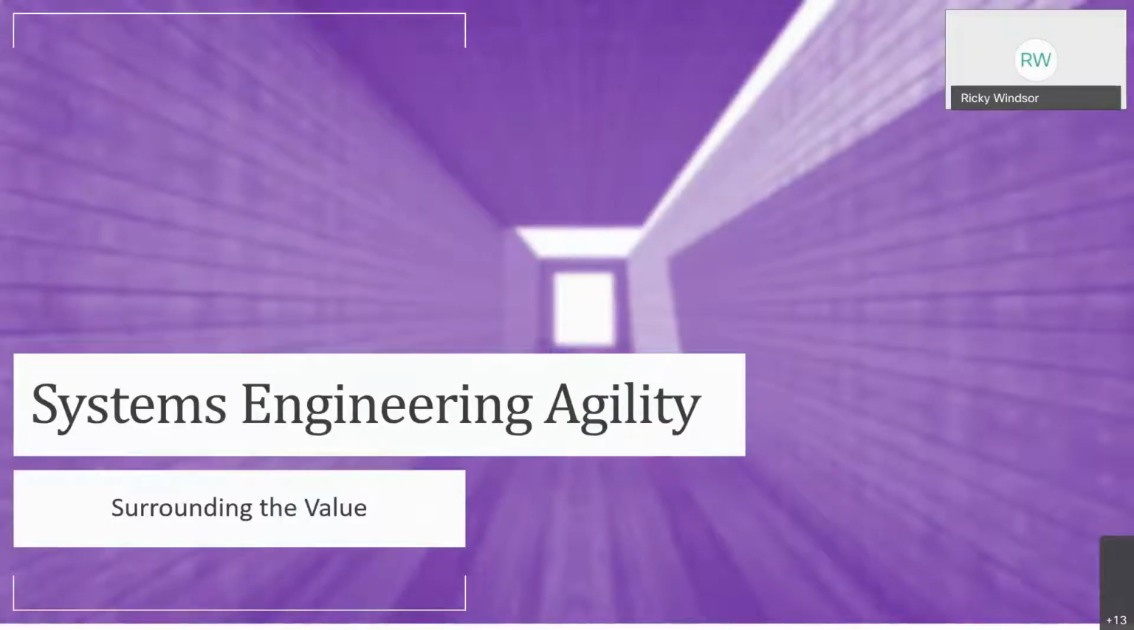All right. So, systems engineering agility. This is really about organizing your organization around value streams and value manufacturing type principles based on lean agile.